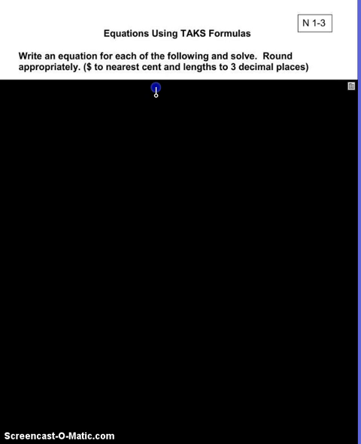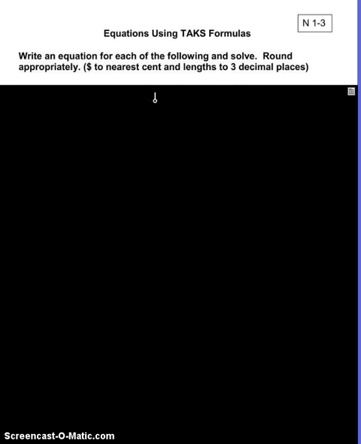Today we're going to be working with equations using formulas. So you should have the worksheet N1-3. Okay, let's look at our first problem. It says we're going to write an equation for each of the following and solve.